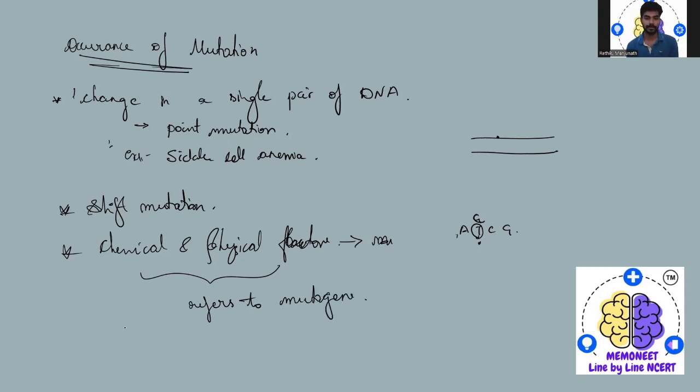For example, we have UV light or UV radiation. So we know that UV radiation causes mutation, right? So it causes mutation, hence it is referred to as a mutagen.